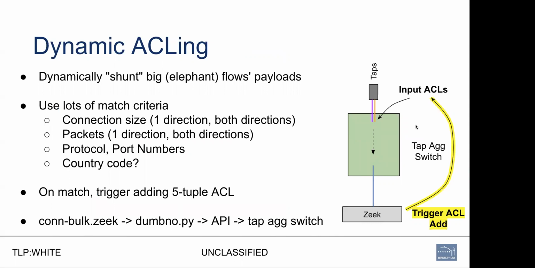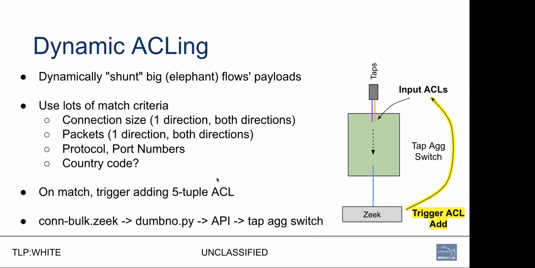So basically, Zeek is tracking the size of a connection. And in that policy, we've defined the criteria that we want it to use to identify a connection as being a big flow or an elephant flow, and then trigger shunting on it. Because it's a Zeek policy, you can use any fields that are available in Zeek. You can use connection size in one direction or both directions, packet counts, ports, protocols. You could even use things like country codes.